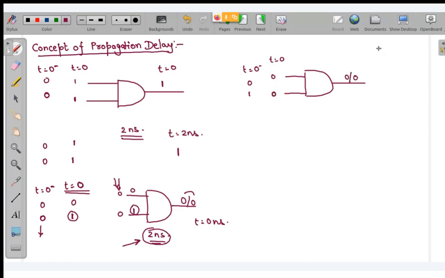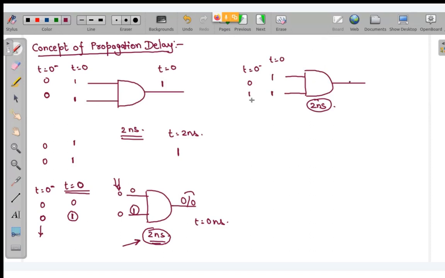There will be no concept of propagation delay, even though the fact is that there is a propagation delay of 2 nanoseconds. See, your output is not making any transition. But if at t equal to 0 you had applied the input 1, 1, then this propagation delay effect will kick in. Okay, now it will kick in.